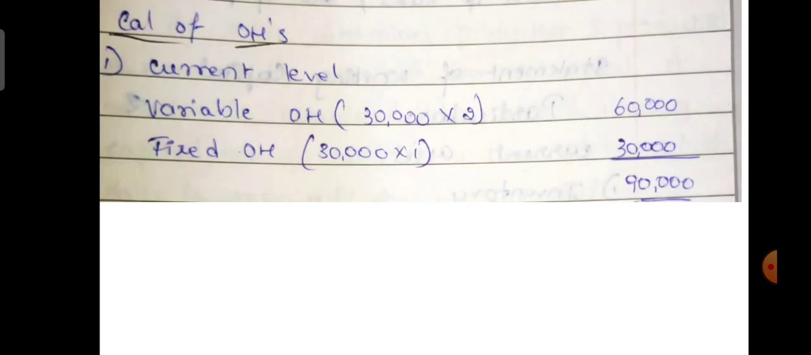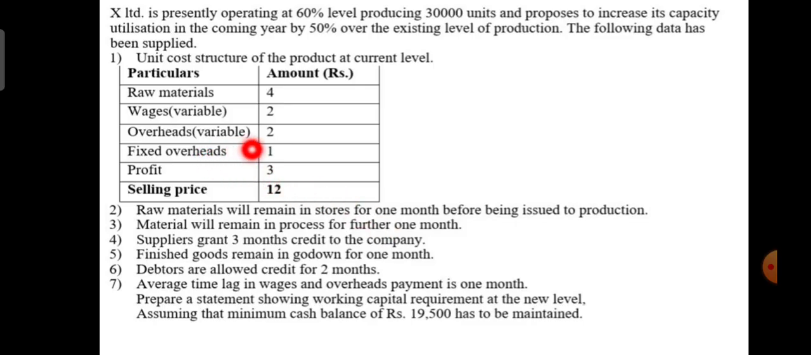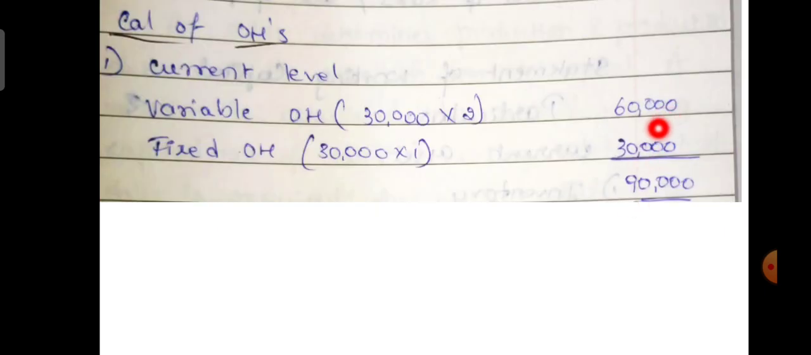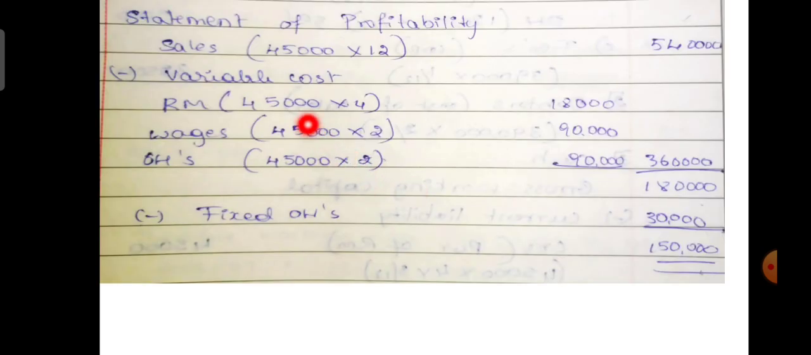Then we need to calculate the overheads for the new level. For current level, variable overhead is 2 per unit and total units 30,000. So 30,000 into 2, 60,000. Then fixed overhead 30,000. So 90,000 is the total overhead at the current level. And for new level, fixed overhead will not change. Variable overhead 45,000, it is the new units, into rupees 2, so 90,000. Fixed overhead as it is, 30,000, it will not change because it is a fixed overhead. So for new level, overhead is 1,20,000.